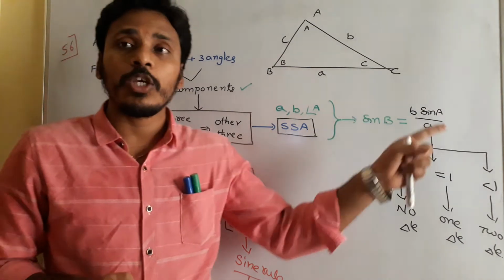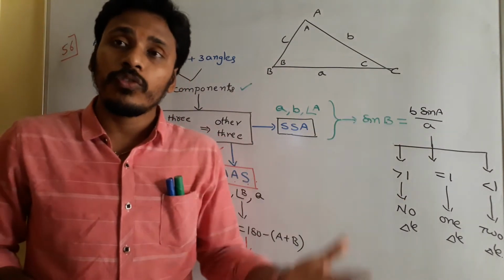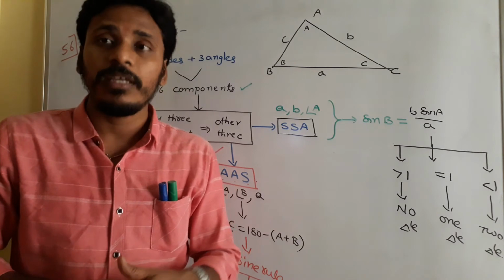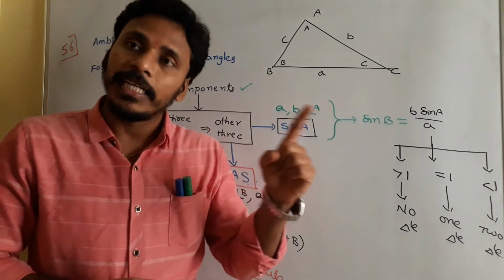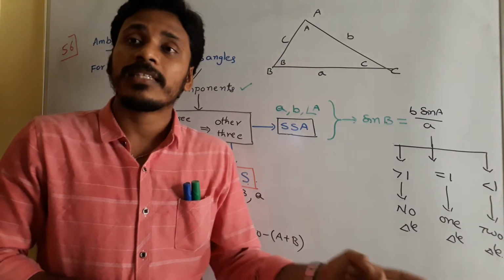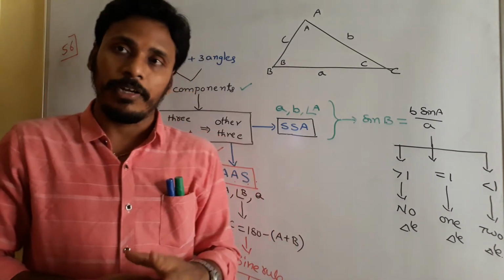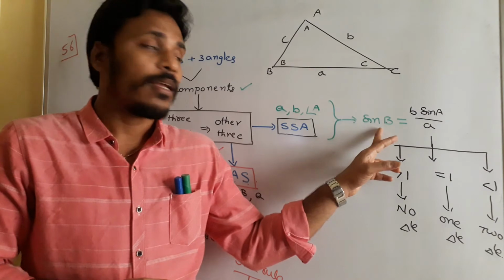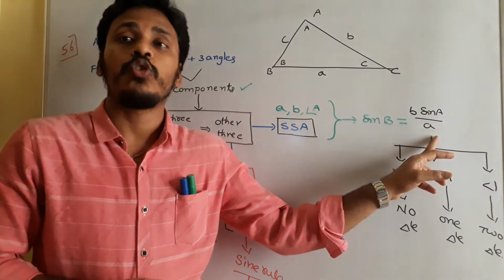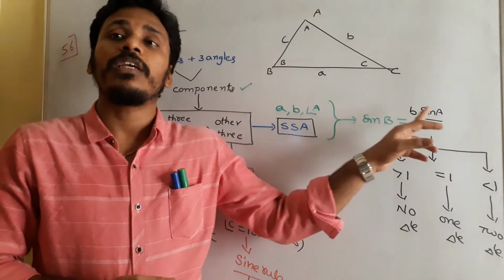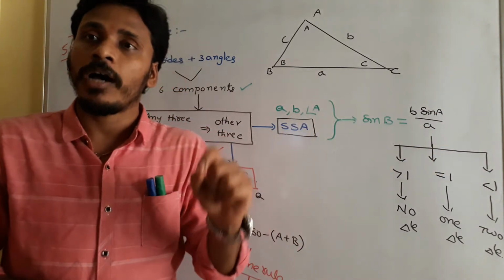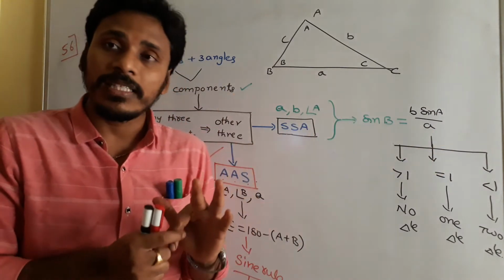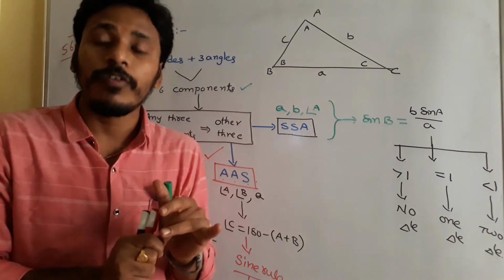If sine B is equal to 1/2, then think about the possible values of B. Sine B is 1/2, which is less than 1. Sine 30 degrees is 1/2, as well as sine 150 degrees is also 1/2. If you find that (sine A times small b by small a) is 1/2, then the possible angles of B are two possibilities: one is 30 degrees and the other one is 150 degrees.